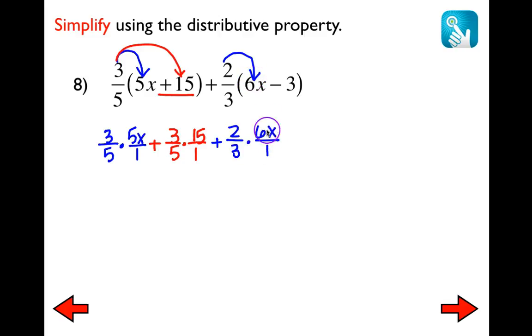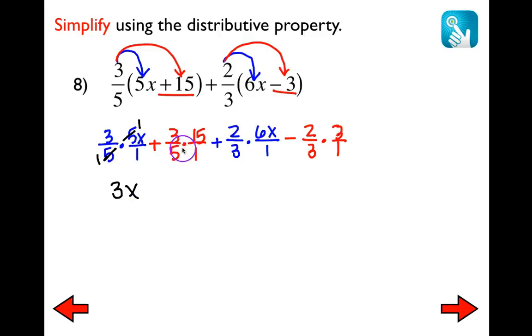So notice again, I'm making it into a fraction for later when I check to see if I can cross cancel. Now I'm going to do 2/3 times a -3. So positive times a negative is a negative. So I'm left with 2/3 times 3 over 1. Now I'm going to go back and check to see if I can cross cancel anything. Here the 5's are going to cross cancel, leaving me with 1. So this is going to be 3x.